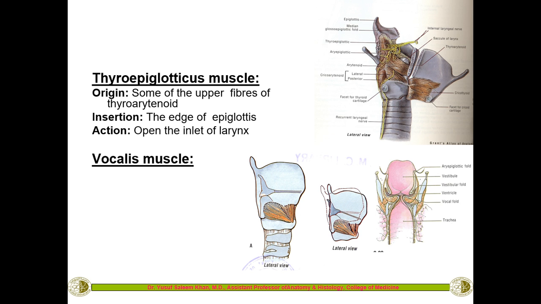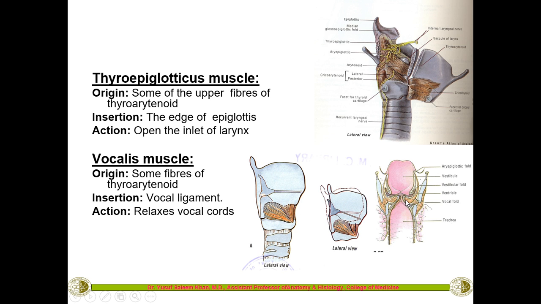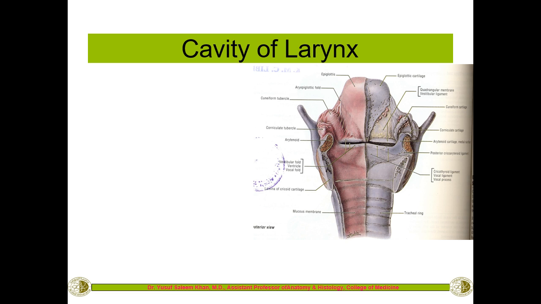Coming to the last muscle, that is called the vocalis. Some of the fibers of the thyroarytenoid get inserted to the vocal ligament, so they form the vocal fold. This is called the vocalis. The action of this muscle is that it relaxes the vocal cords. Here will be the vocal folds and the vocal cords. So it will relax the vocal cord when it contracts.